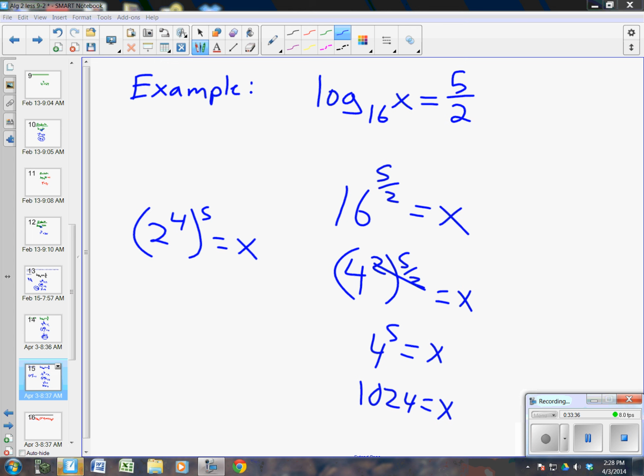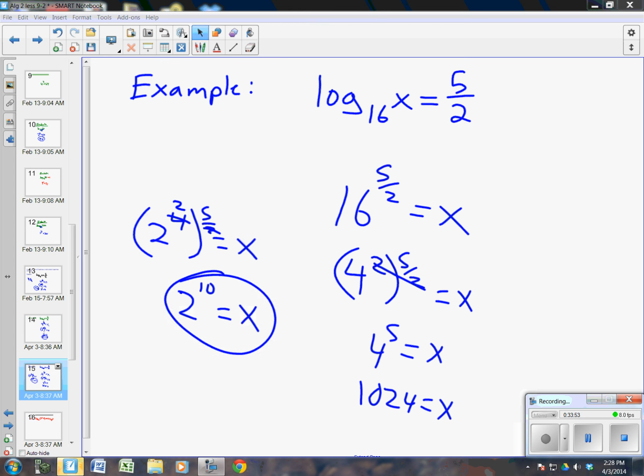And 4 times 5 is, oh, that's 5/2. 2 will go into 4 twice, so you get 2 to the 10th power. 2 to the 10th power should be 1024, is that right? Anybody check it? So there's another way to do it. Okay, so you can break that one down either way.